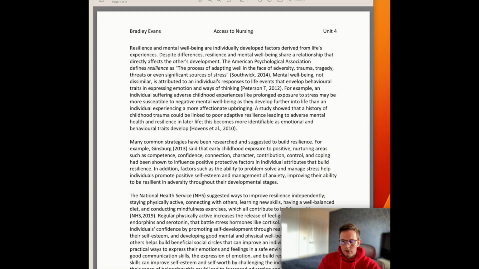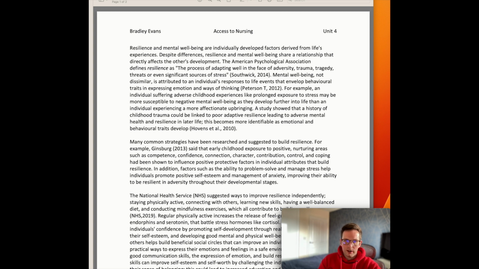So, to answer, explain the relationship between resilience and mental well-being, I wrote that resilience and mental well-being are individually developed factors derived from life's experiences. Despite differences, resilience and mental well-being share a relationship that directly affects the other person's development. The American Psychological Association defines resilience as the process of adapting well in the face of adversity, trauma, tragedy, threats, or even significant sources of stress.